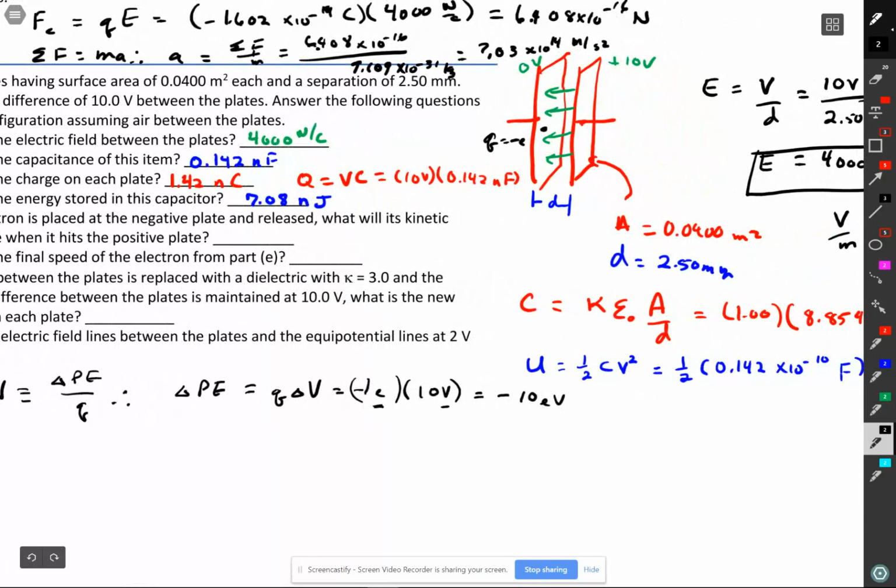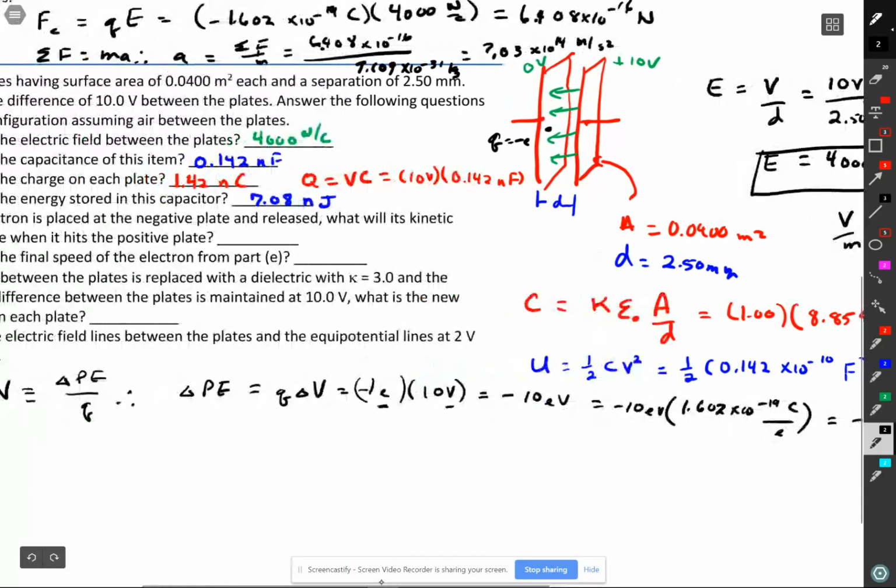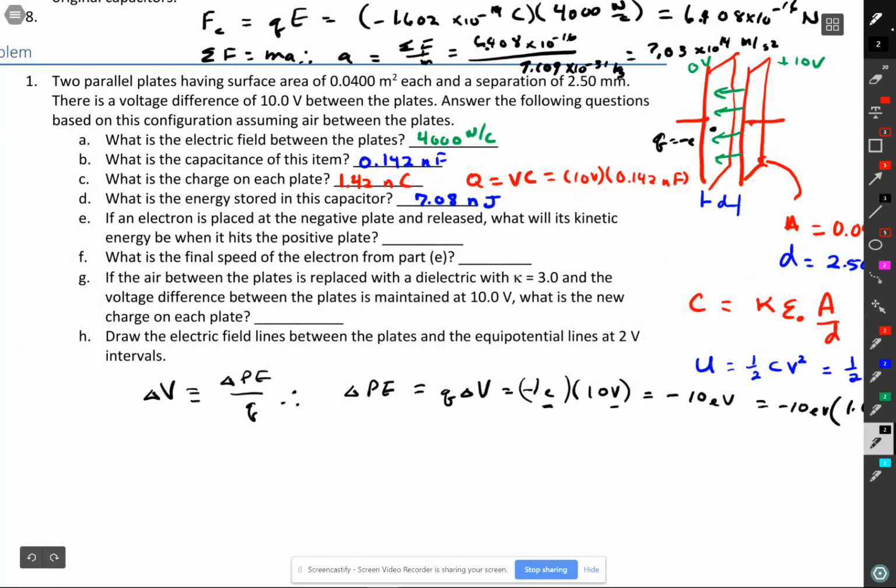Or converting that into joules, that would be minus 1.602 times 10 to the minus 18 joules. So if the potential energy is going to drop by that amount, how is that going to help me answer? Well, this is a conservative system. There's no air resistance, no friction here that we have been told about. And so our energy is constant.